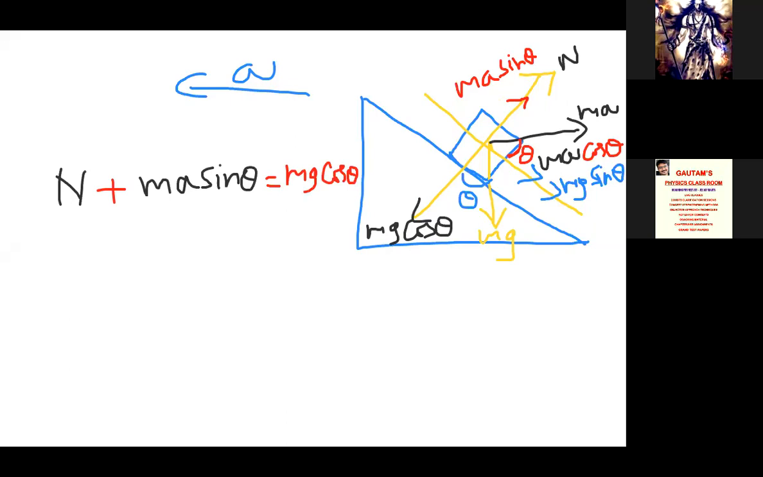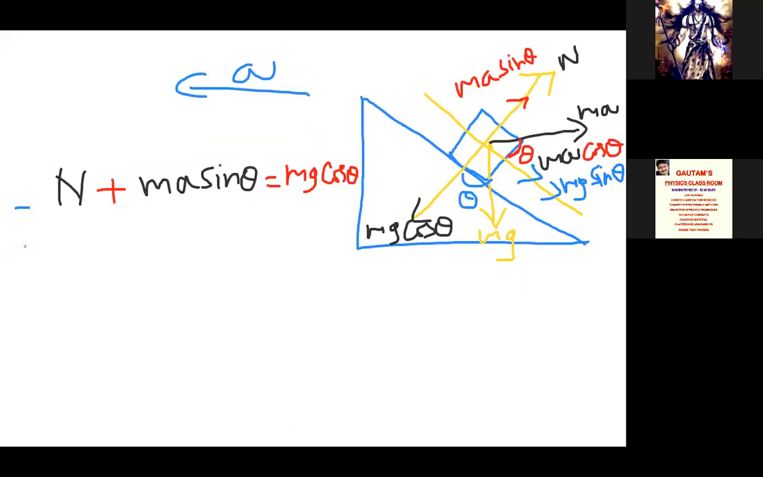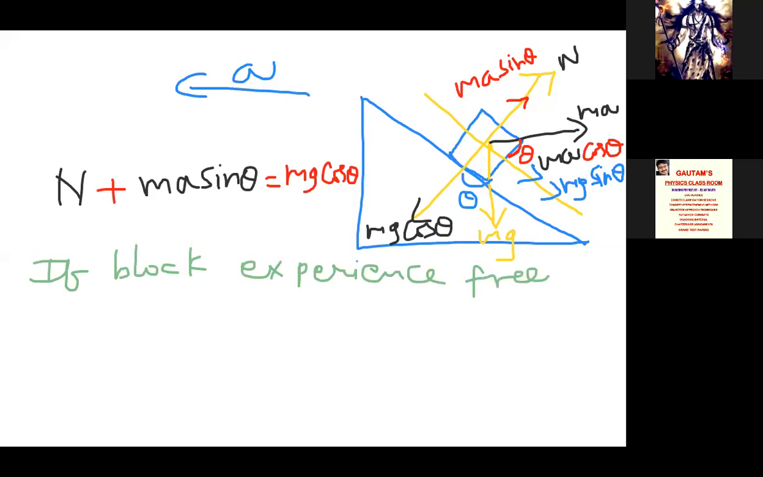So this expression we already did, then why am I writing it again? Because I just want to show one more application here. Here they are telling that in case the block, because of the inclined plane accelerating in this direction, experiences a freely falling situation, the block is experiencing freely falling.